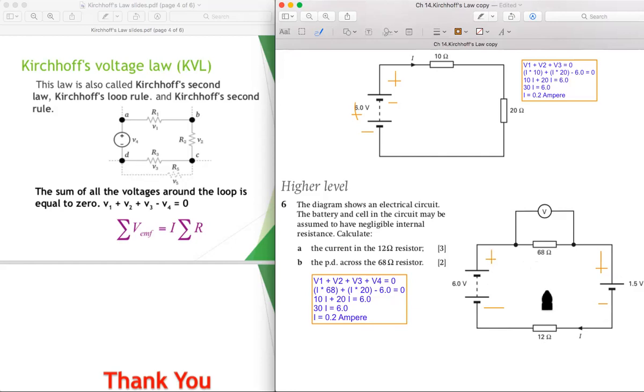So in this context, here is positive. V2 is 1.5. Then positive again with I times the resistor in 12 ohm. And negative 6.0 volt. This is negative. So equals to 0.